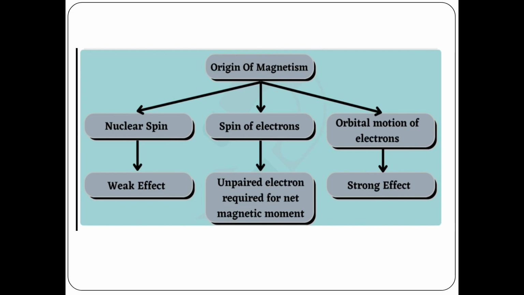So first of all we have to see the origin of magnetism. So the nuclear spin and orbital motion of electrons give the magnetism. The nuclear spin gives the weak effect and orbital motion of electron gives the strong effect.